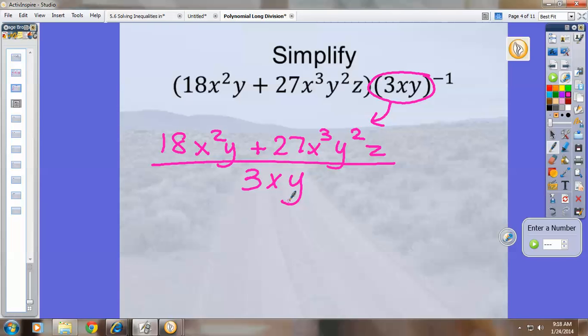So let's simplify. What goes into 18 and into 3? 3 goes into 3 once, into 18 6 times. We have x squared divided by x. And then the y's will cancel. What goes into 27 and 3? 3 goes into 3 once, into 27 9 times. X cubed divided by x is x squared. Y squared divided by y is y. What about z? I don't have anything to divide it by. Bring it down. It's just z.